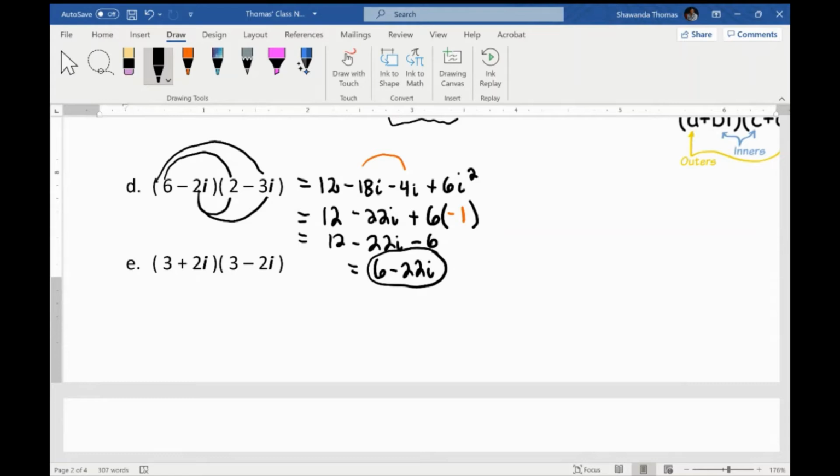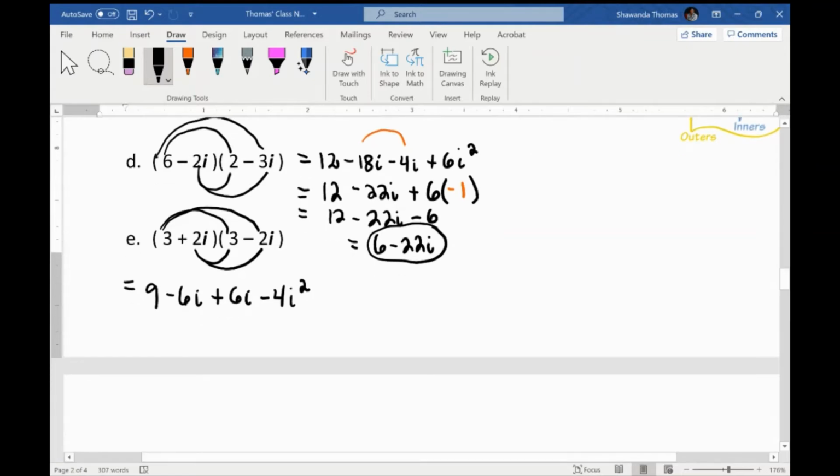All right, 3 times 3 is 9. 3 times negative 2i is negative 6i. And then inner, we've got 2i times 3, which is 6i. And then 2i times negative 2i is negative 4i squared, just like x times x. What's nice about it is the middle terms cancel.